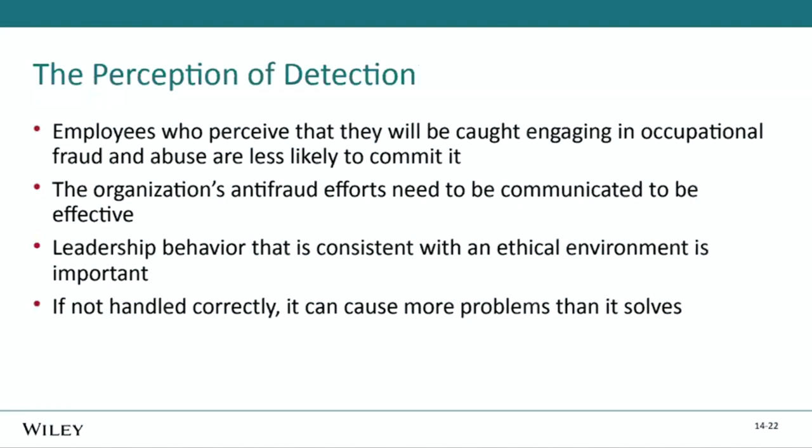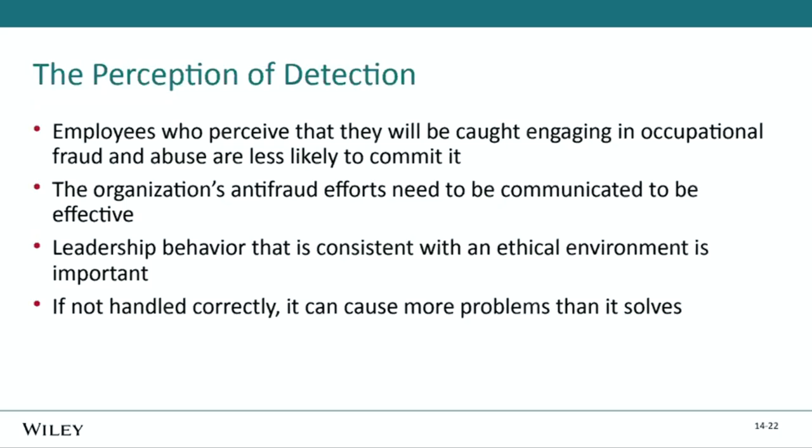So let's talk about that idea of the perception of detection. Employees who perceive that they will be caught engaging in occupational fraud and abuse are less likely to commit it. That kind of makes sense, right? Of course, there are exceptions: the head of the organization who thinks they're above it, that even if I get caught, they're not going to do anything to me because I'm so important, or I'm the child of the head of the organization. But for the most part, employees who perceive that they'll get caught are less likely to commit fraud.